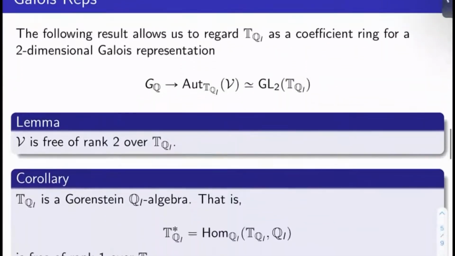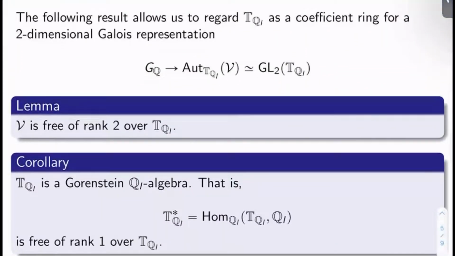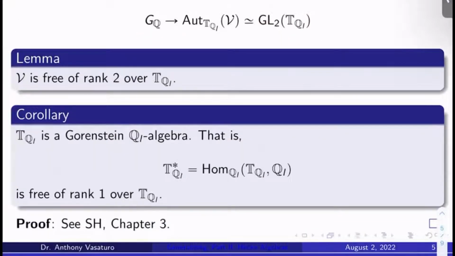The following result then allows me to regard T_{Q_L} as a coefficient ring for a two-dimensional Galois representation from G_Q to GL_2 of T_{Q_L}. Lemma: V is free of rank 2 over T_{Q_L}. In other words, this, combined with the fact that I have compatibility of actions, gives me a two-dimensional Galois representation right here. And as a corollary, much like T_C was Gorenstein, T_{Q_L} is a Gorenstein Q_L-algebra. In particular, both of these are free of rank 1 over T_{Q_L}.